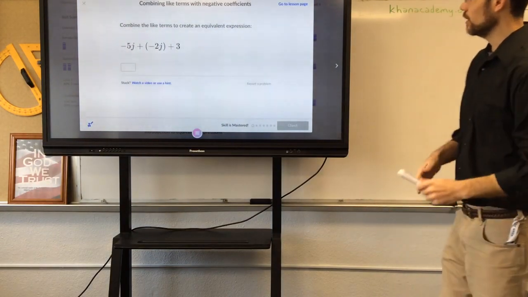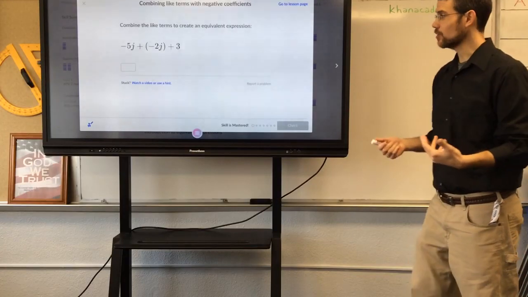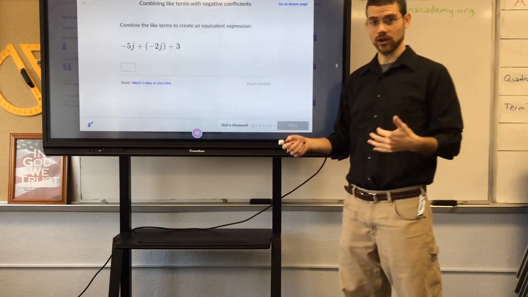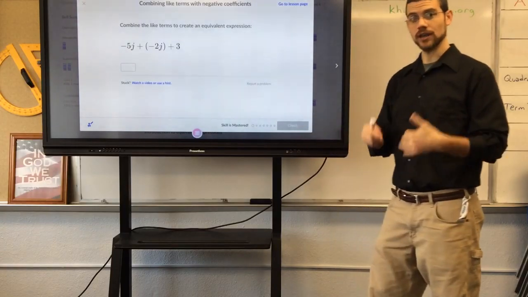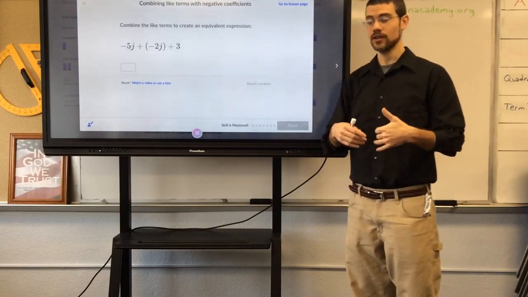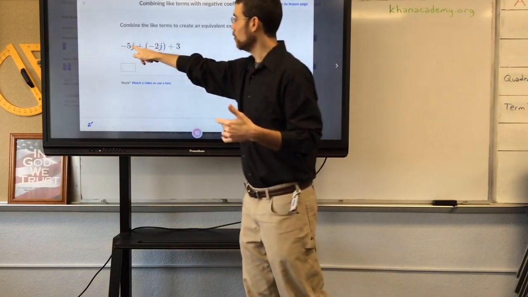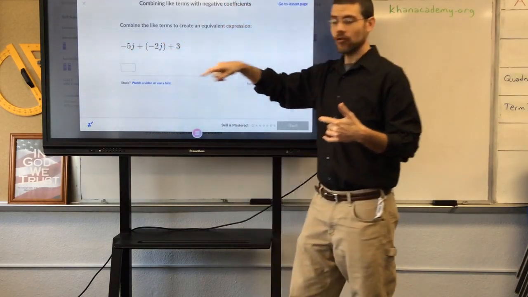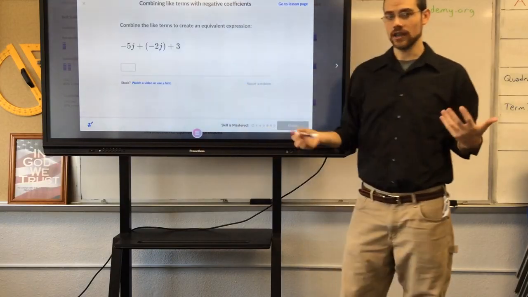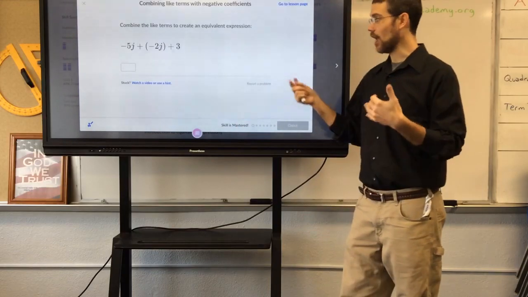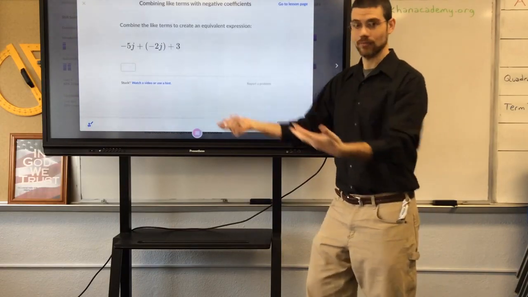So this one says we need to combine like terms. Like terms will have the same variable, or there won't be a variable, they'll just be constants. You can add constants to constants, but you can't add a constant like 3 to this monomial 5 times j, because we don't know what j is. It could be anything, and so that would change the outcome of adding 3 to 5 times whatever.